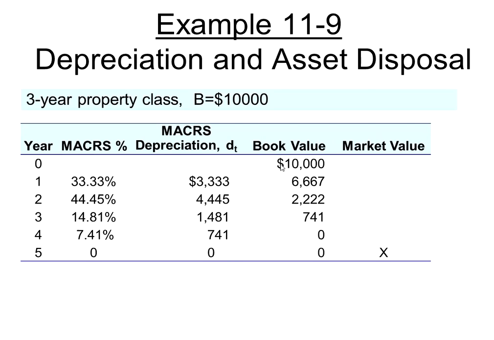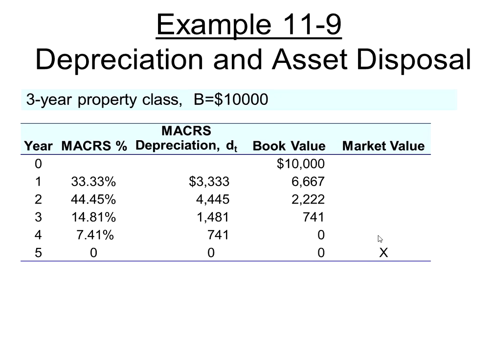To find book values, each time we subtract the current depreciation from the previous book value. So from 10,000 of book value at time 0, or basis, we subtract this 3,333 to get this much. This is the new book value, the book value in year 1. From that we subtract this to get this, and then from here we subtract this to get this, and when we subtract the final depreciation amount from this, we get 0.